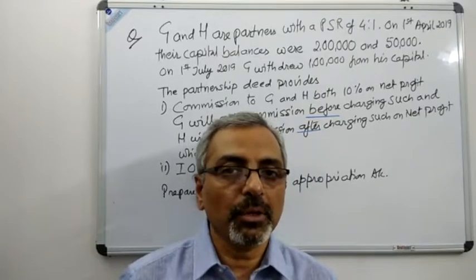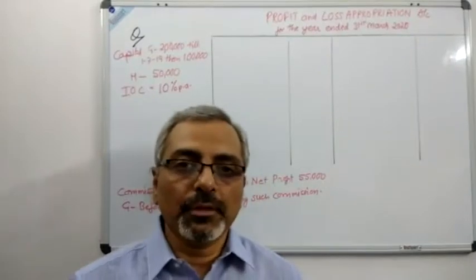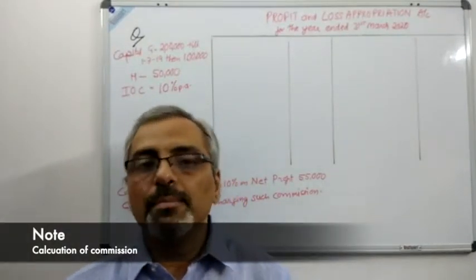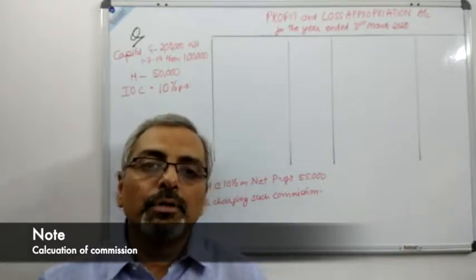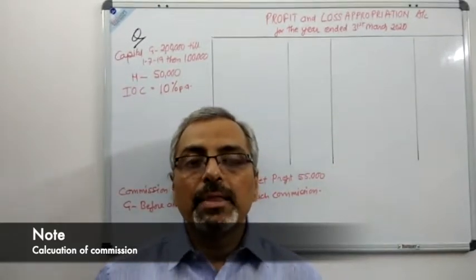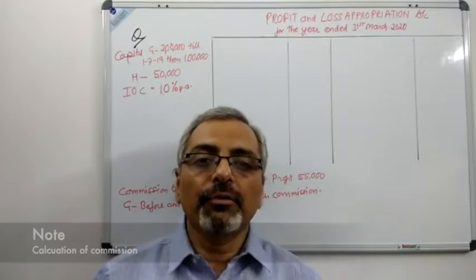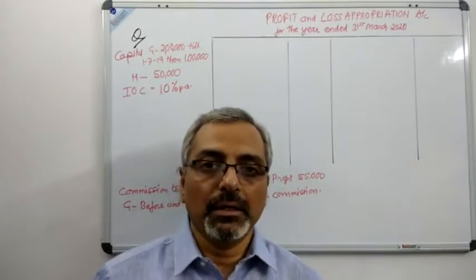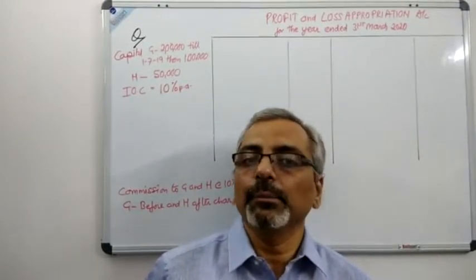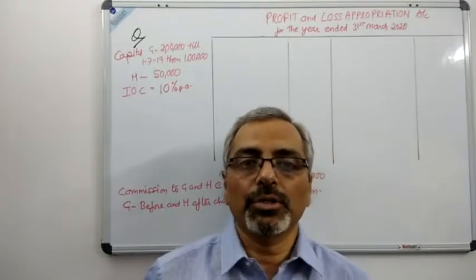So after reading the question, the first step is to go for the calculations. After writing the important points of the question, let us start with the calculation. So what are the important points of the question? The important points are that on the 1st of April 2019, the capital balances of the two partners G and H were 2 lakh and 50,000 respectively, and G has withdrawn from the capital 1 lakh rupees after 3 months, that means on 1st of July. So how will we calculate the interest on capital for G and H?